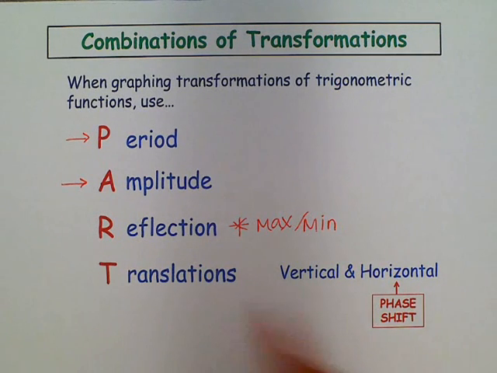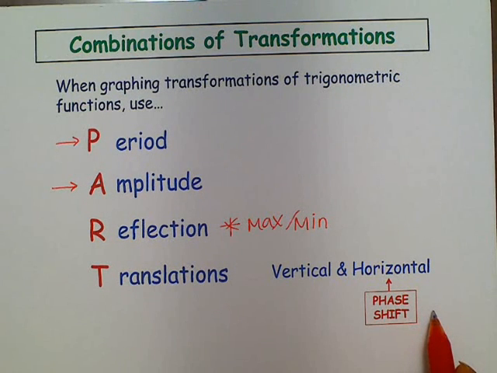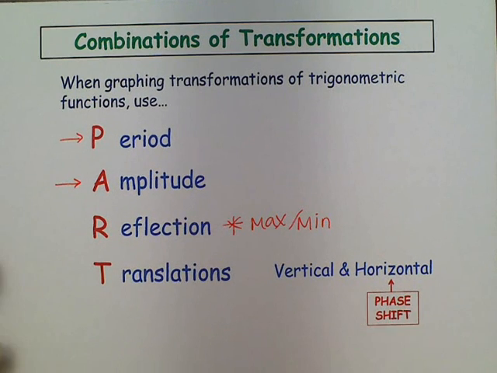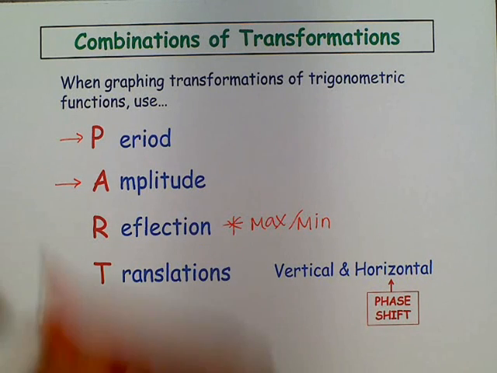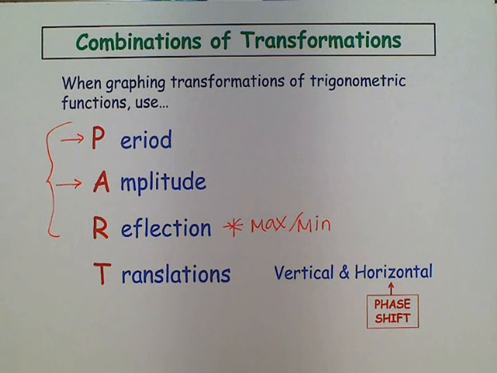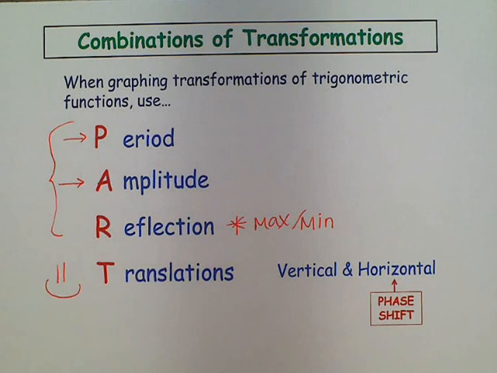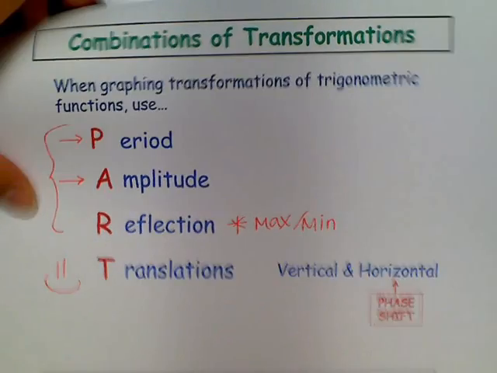And then the last thing you want to think about is your translations. So your vertical and your horizontal, your vertical shifts and your phase shifts. Okay, you're going to be graphing 2 graphs. The first graph is just going to incorporate these 3 since it's all things that deal with multiplication. And then the second final graph that you're going to be making will also include the translations as well. Okay, so that would be the solid graph that you'd be making.